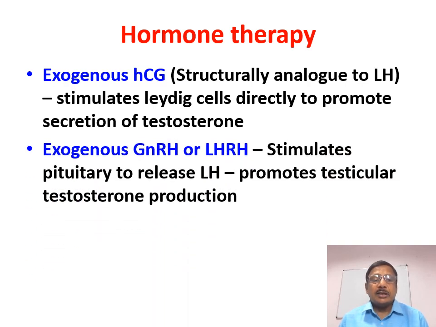Then either you can give exogenous GnRH or LHRH. What it will do? It will stimulate pituitary to release LH, and that LH will in turn promote testicular hormone or Leydig cell to secrete testosterone, and that is going to help in descent of testis.